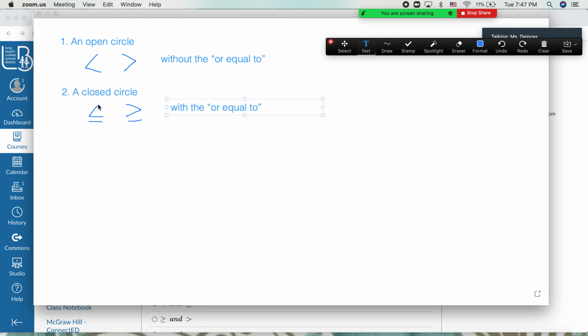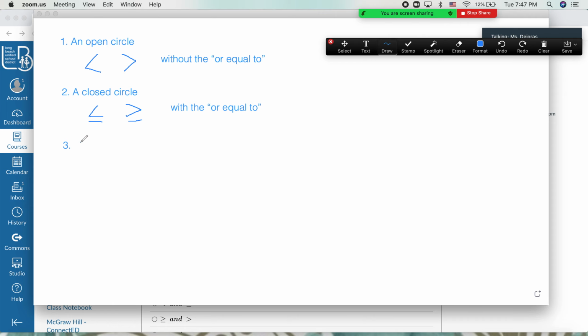So one more time, when we have the symbols with this line under, or the or equal to part, we are going to use a closed circle. When we don't have that line or the or equal to part, we are going to use an open circle. Again, we should be following along and answering our warm-up questions as I am going through this video. Let's go ahead and look at number 3 and see if we can try practicing graphing some of these inequalities and trying to figure out what types of circles we can use on our graph.